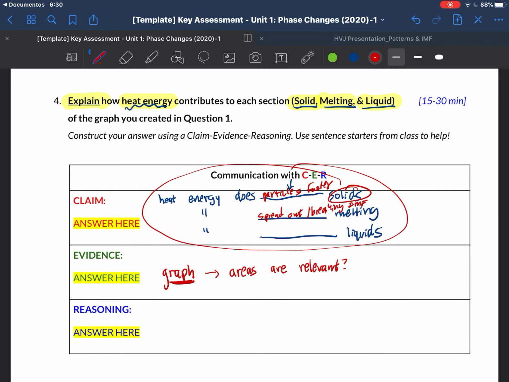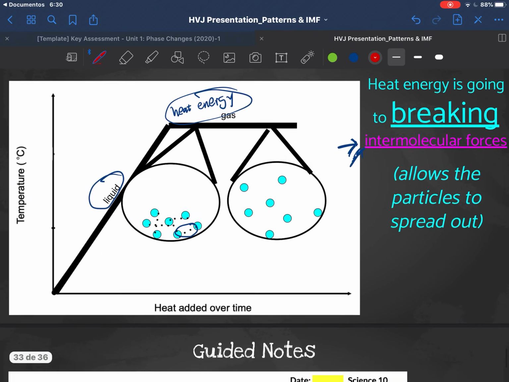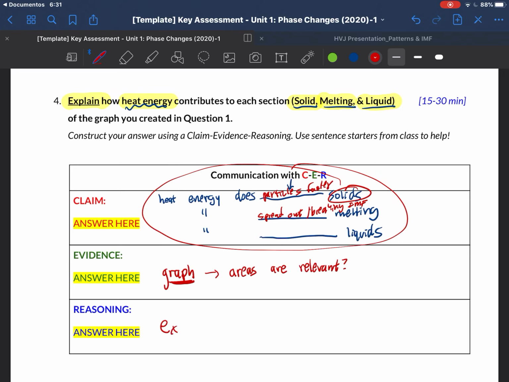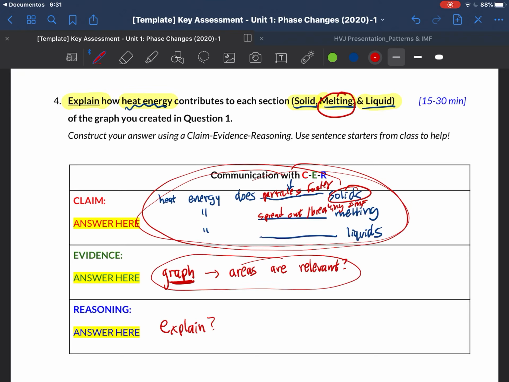Your reasoning, well, in your reasoning, you're going to explain exactly what you know, really based on what we learned the day that we talked about IMF, when we talked about patterns and IMF. So in your reasoning, you answer that why, how do you know, you connect what you see in the graph with what's going on in your claim. I saw many people talking maybe only about melting here. I also saw a lot of people not address heat energy. You maybe talked about the trends that you saw.